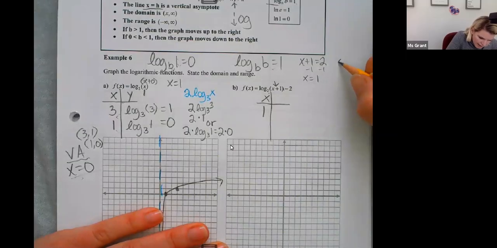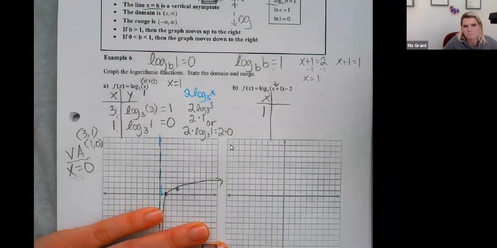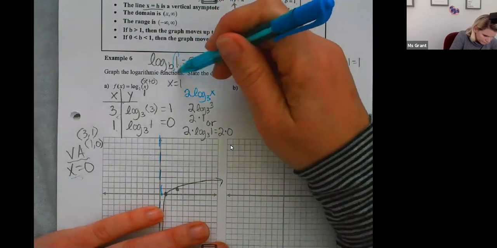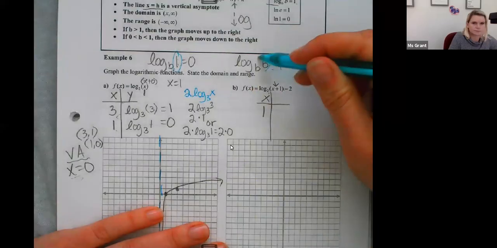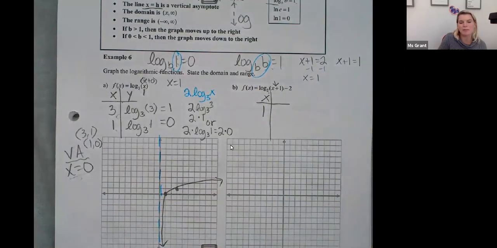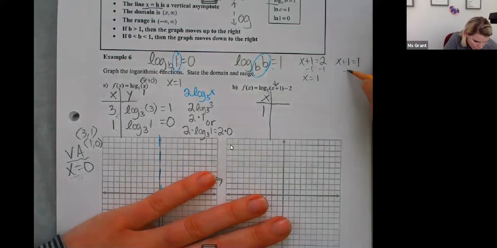Also, I want my x plus 1 to equal 1. Remember, I want it to be a 1 and the same base. I think you could probably think of these in your head. You might not need to write out this little teeny binomial.